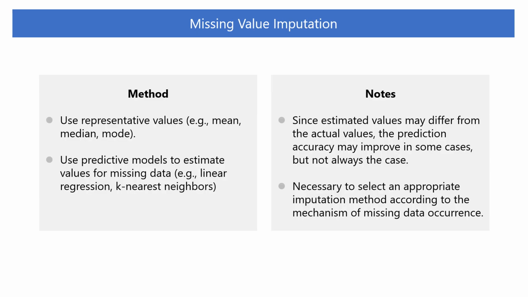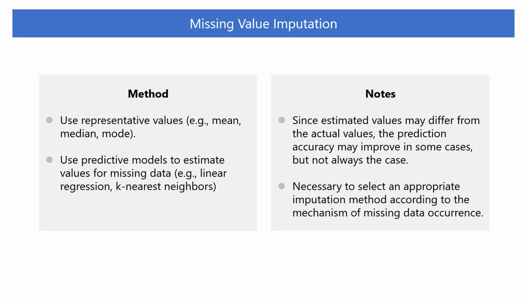For imputing missing values, the simplest method is to use representative values such as the mean or median. Another common method is to use predictive models to estimate values for missing data. Linear regression or k-nearest neighbors are commonly used as predictive models for missing data imputation.